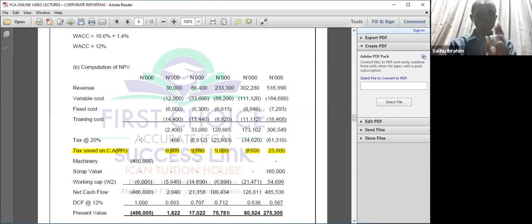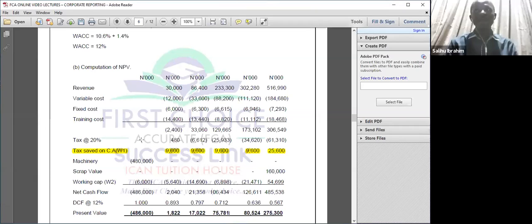There are two ways you can charge your capital allowance normally. It's either you deduct the capital allowance before arriving at your taxable profit, or you get your taxable profit, you get your tax, then you do tax saving on capital allowance. However, when you are doing international investment appraisal, you cannot do tax saved on capital allowance, okay? What you can do, you have to charge the capital allowance to reduce the profit.